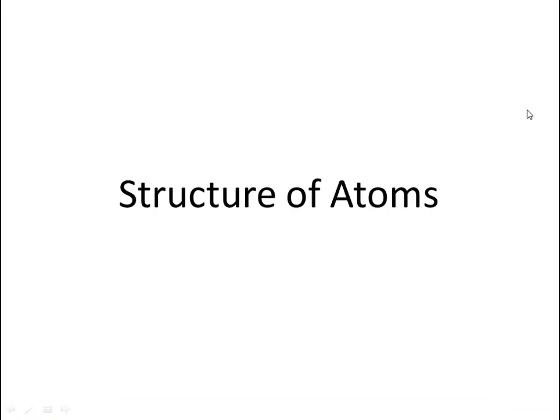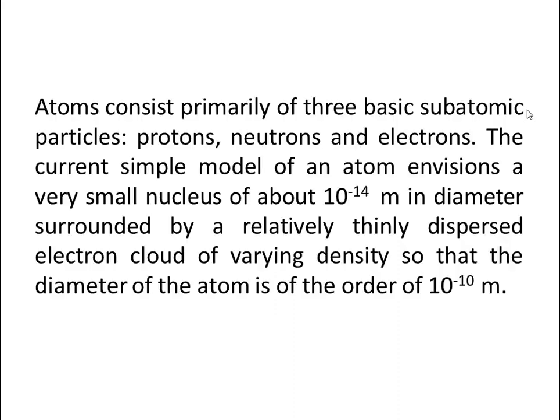Let's talk about the structure of atoms. Atoms consist primarily of three basic subatomic particles: protons, neutrons, and electrons. The current simple model of an atom envisions a very small nucleus of about 10 to the power minus 14 meter in diameter, surrounded by a relatively thinly dispersed electron cloud of varying density, so that the diameter of the atom is of the order of 10 to the power minus 10 meter.